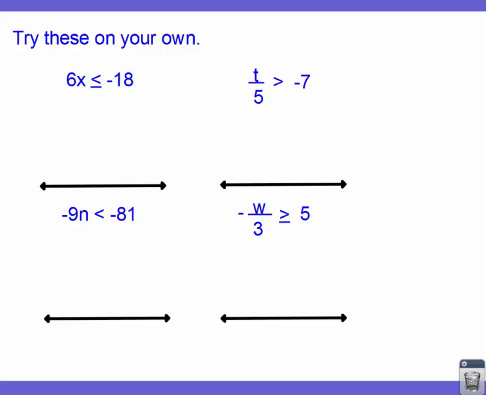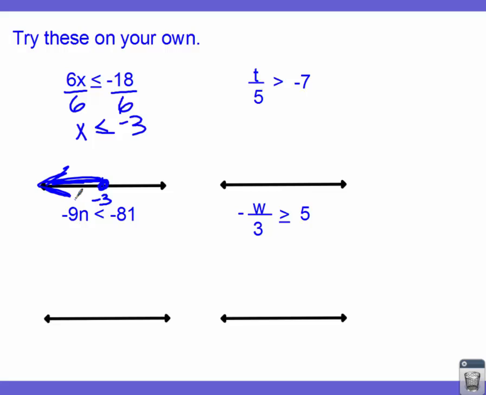In this first one, I've got a multiply by 6, so I do a divide by 6. The number I'm multiplying or dividing through by is positive, so my inequality does not flip. We end up with x is less than or equal to -3. So put a line on -3. This will be a closed circle on -3, shade to the left.